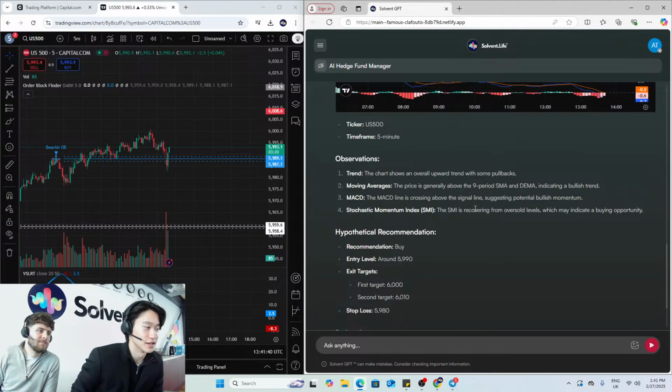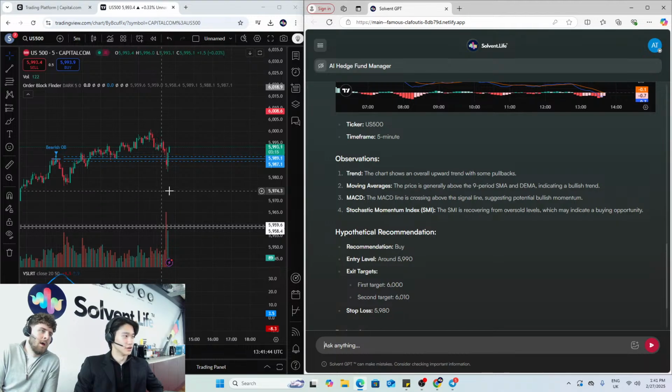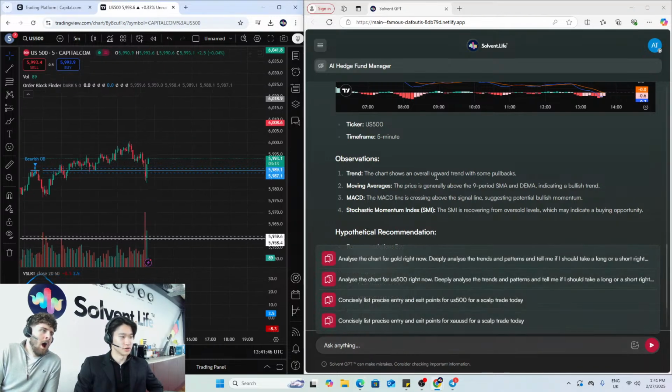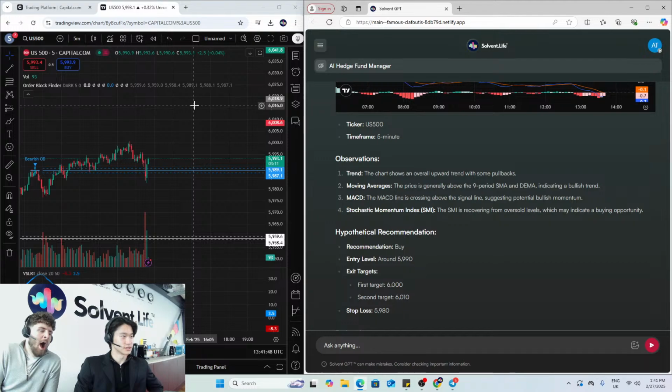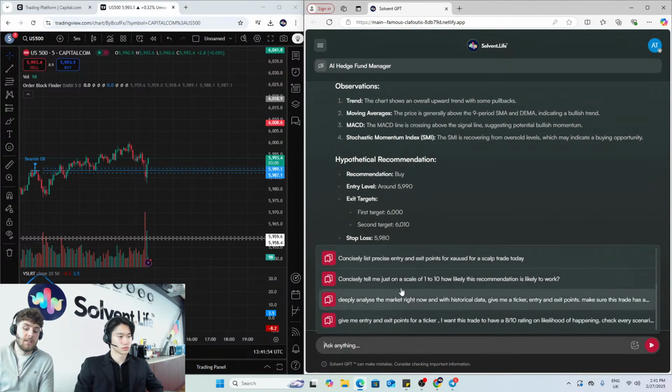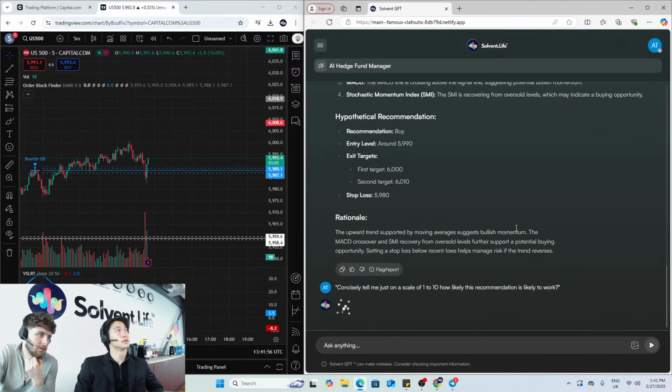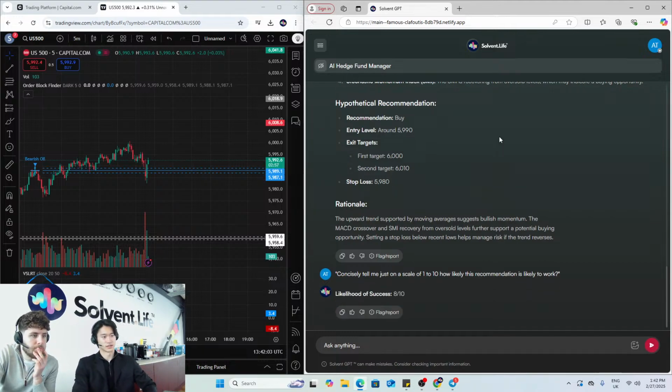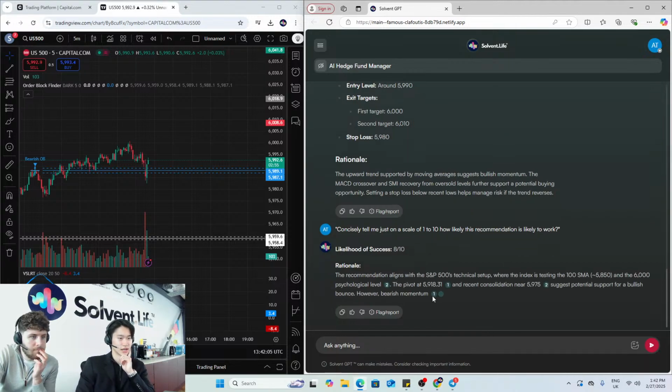So we can see here that it's given us a trade recommendation of 5990, an exit at 6,000 up here. It's interesting. I mean, the GPT predicted that it would go up, and it was correct. Let's ask how likely this is to happen. So it does say 8 out of 10.